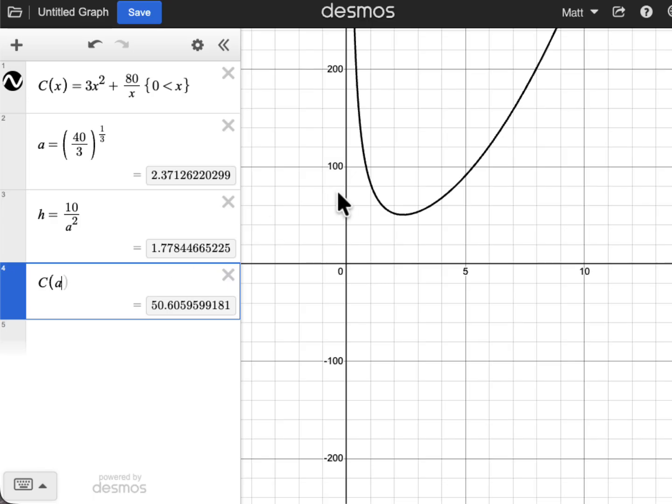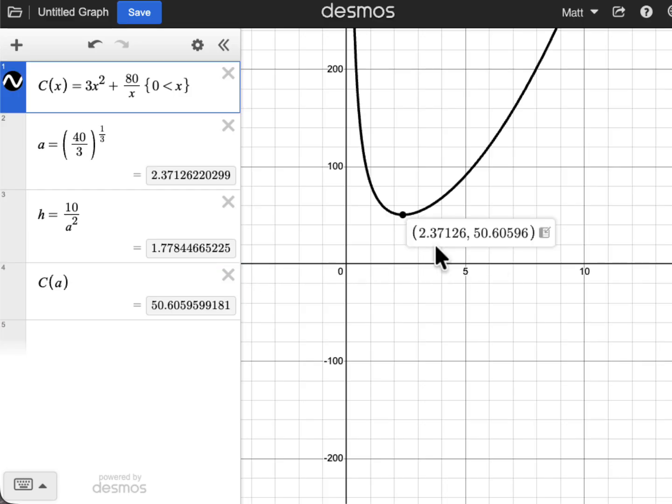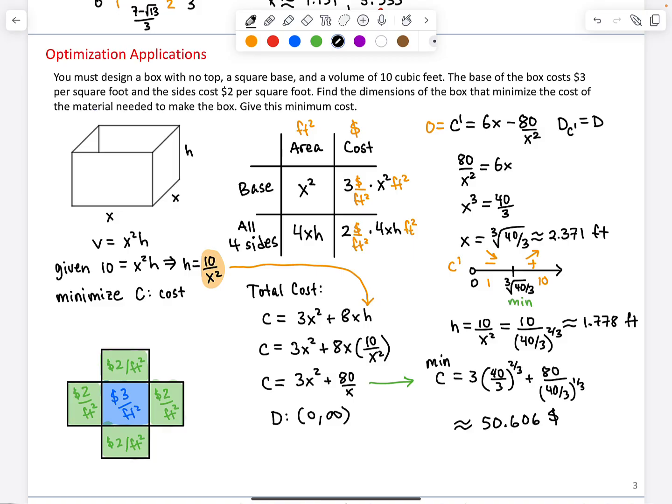Now in our graph, keep in mind that the vertical axis is cost, and the horizontal axis is x, which is the side length of the square base. If the base is approximately 2.37 feet by 2.37 feet, then the resulting cost to make that box will be approximately $50.606, our minimum cost. Okay, let's go to the next page.